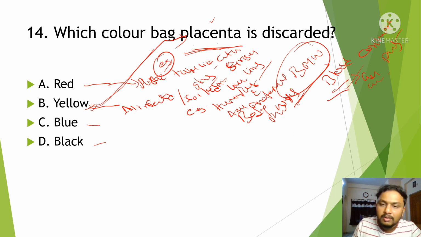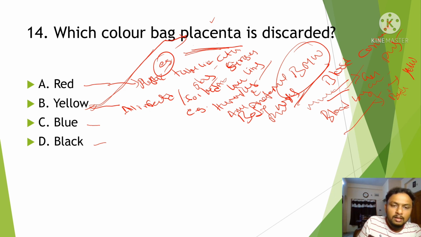This is also very important: blood bags are discarded in which color bag? Blood bags are also discarded in the yellow, because they are contaminated with body fluid, that is blood. Microbiological wastes are also discarded in the yellow bags. All human anatomical body parts and fluid-contaminated things will be discarded in the yellow bags.